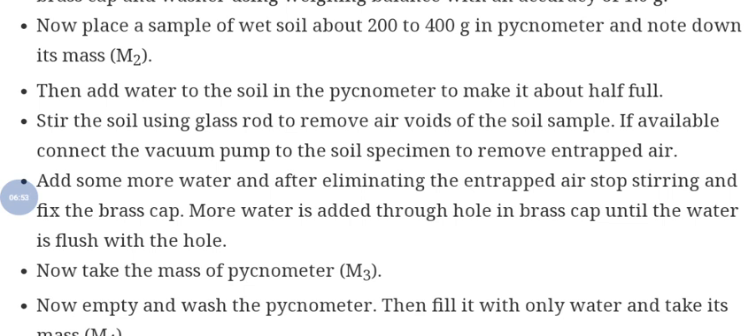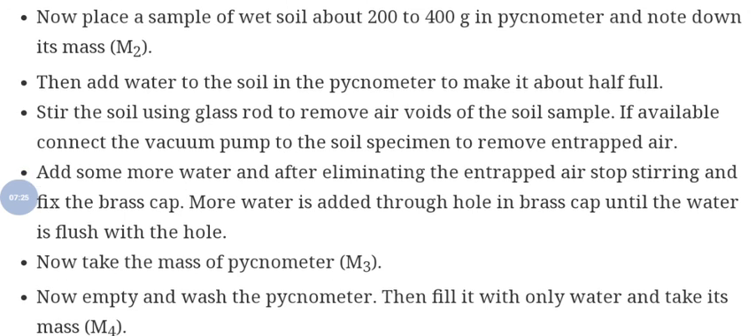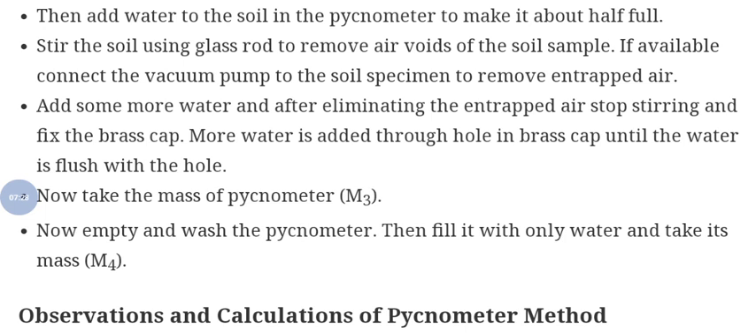Stir the soil using a glass rod to remove air from the soil sample, so that the soil becomes fully saturated. If available, connect the vacuum pump to the soil specimen to remove entrapped air. Add some more water and after eliminating the entrapped air, stop stirring and fix the brass cap. More water is added through the hole in the brass cap until the water is flush with the hole. Now take the mass of pycnometer, M3. Now wash and empty the pycnometer, then fill it with only water and take its mass M4.